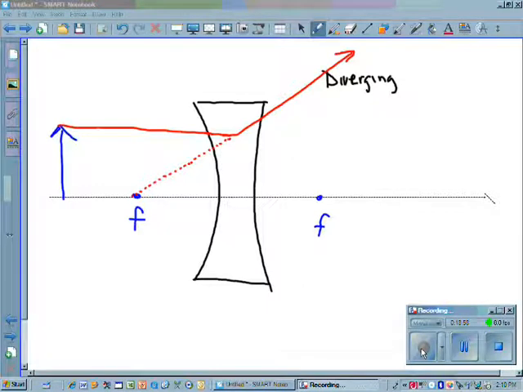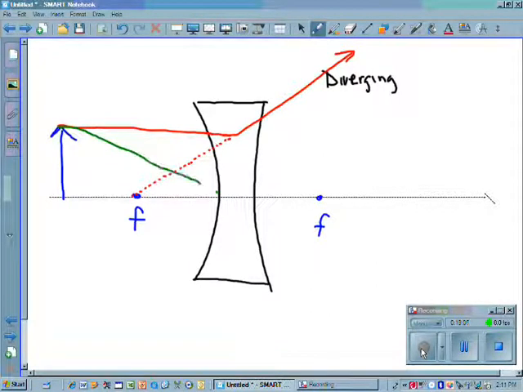Okay, so the next one's going to go straight to the center of the lens, which is somewhere right about in there. I didn't draw this really well. So I'm going to draw a nice straight line through the center of the lens, and it just keeps going straight through. It never gets bent at all.